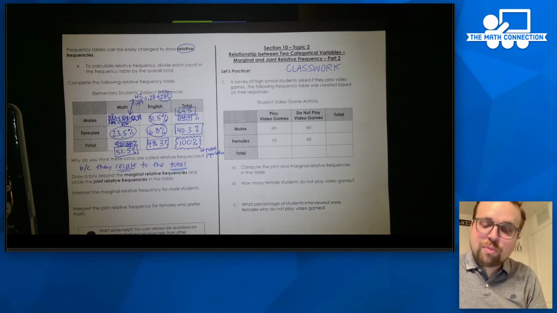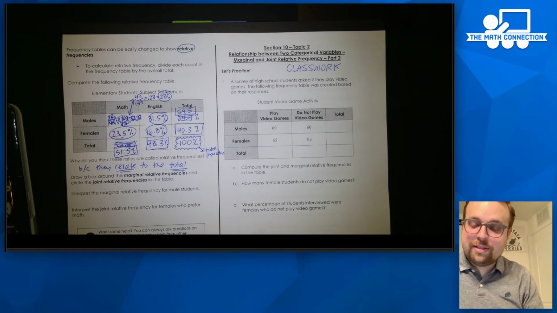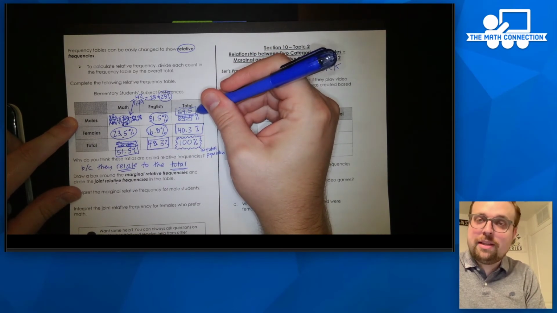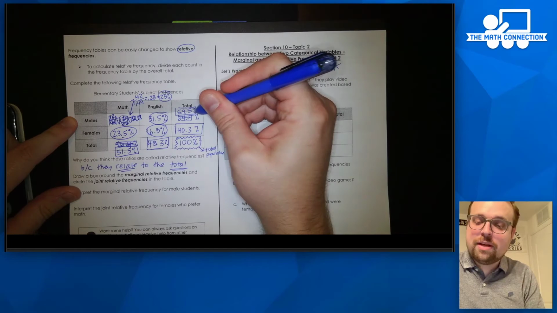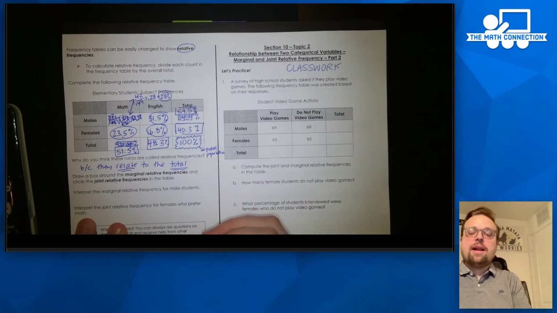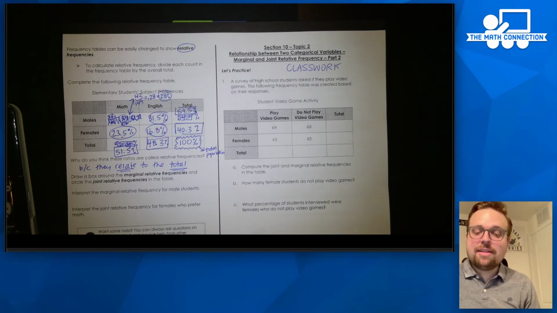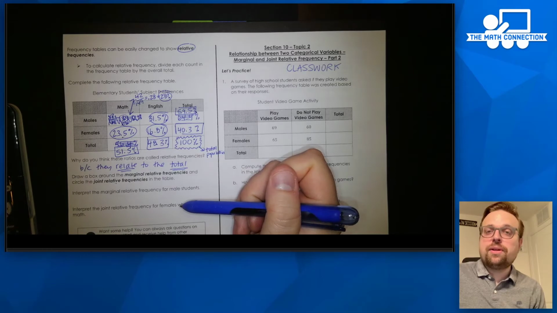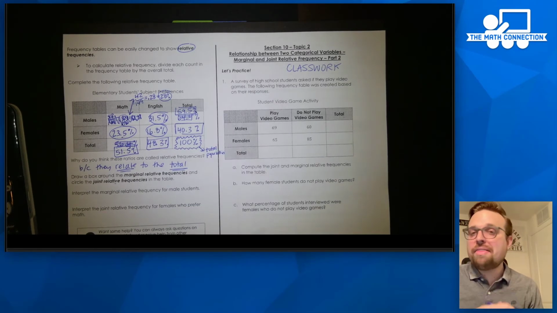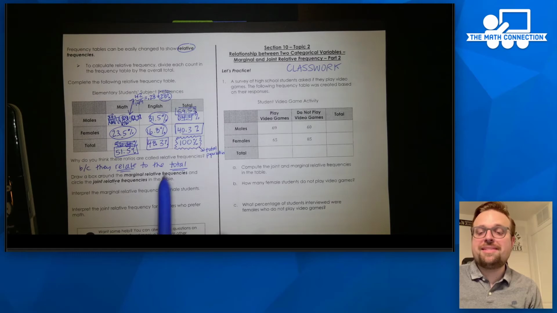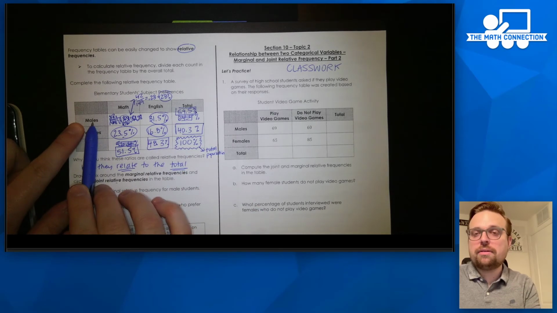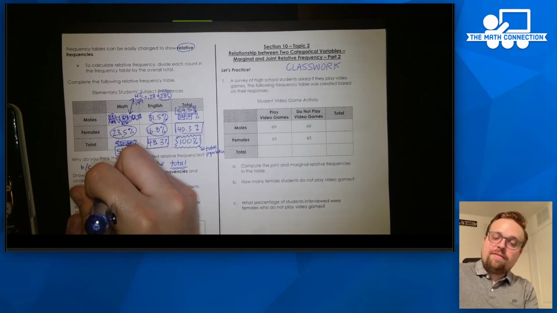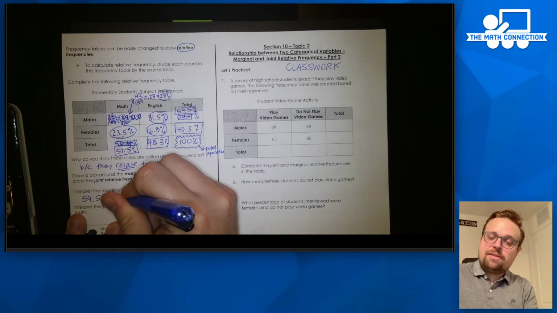Okay, and then it says interpret the marginal relative frequency for male students. So the marginal relative frequency for male students would be the outside value here, 59.5%. What that means to me is that 59.5% of the students that were surveyed were male. It has nothing to do with math or English, okay? This is specifically talking about this row only, okay? So 59.5% of the students were male.